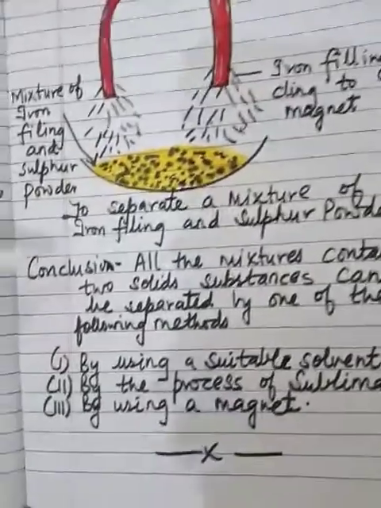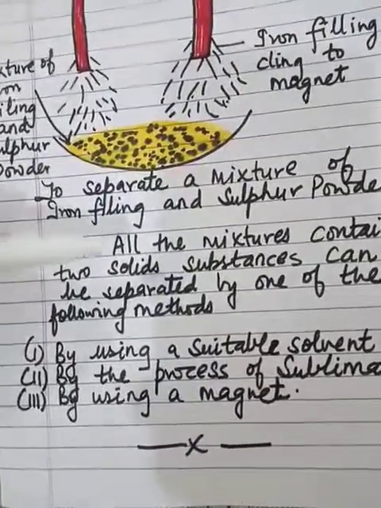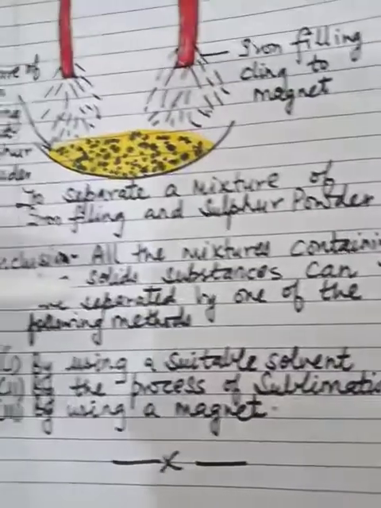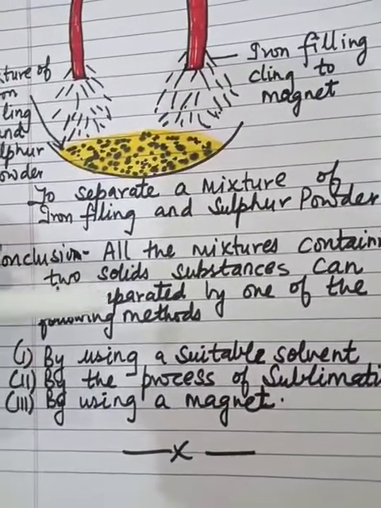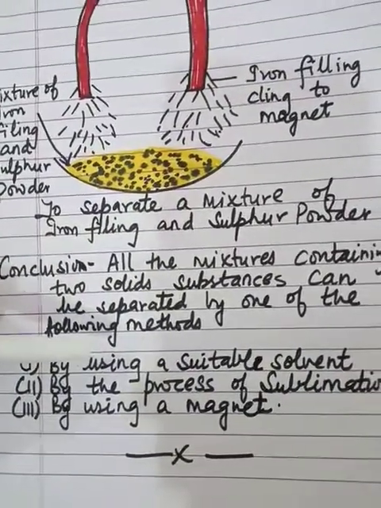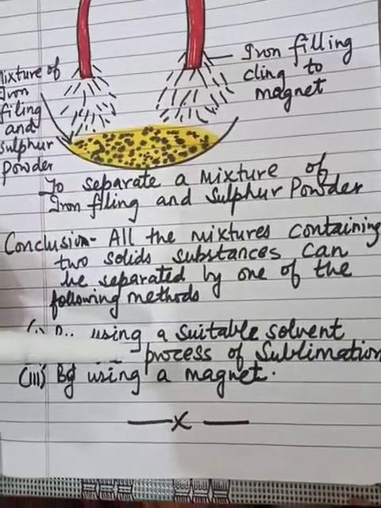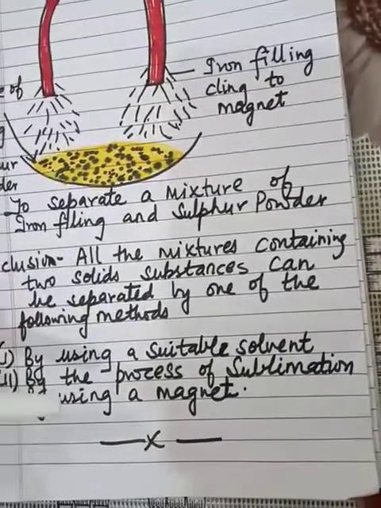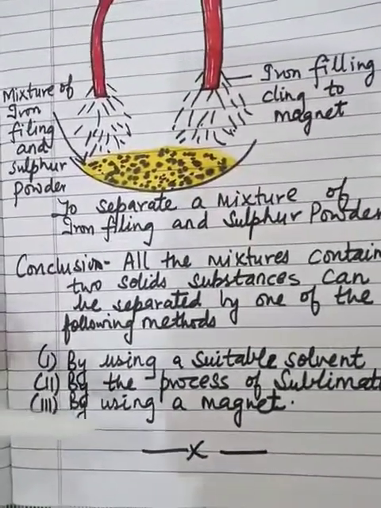Now, we can conclude that all the mixtures containing two solid substances can be separated by one of the following methods: by using a suitable solvent, by the process of sublimation, and by using a magnet.